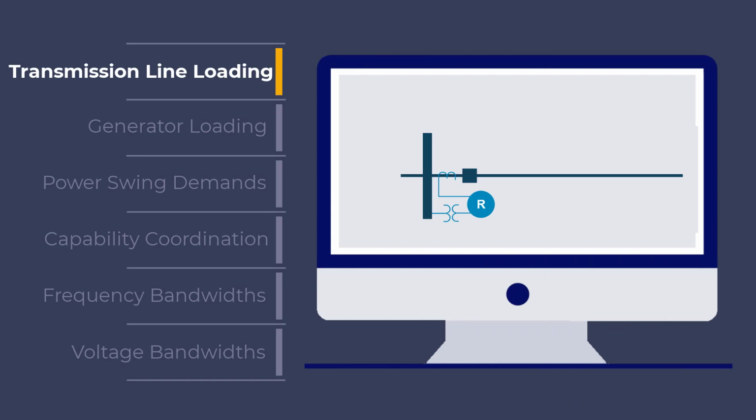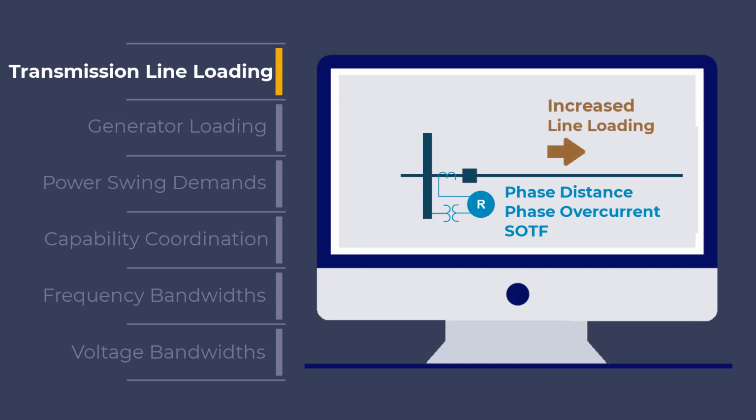Transmission line loading reviews identify phase distance and overcurrent elements, including switch-on to fault, and assess their ability to tolerate emergency or contingency load currents coincident with lower relay bus voltage levels.